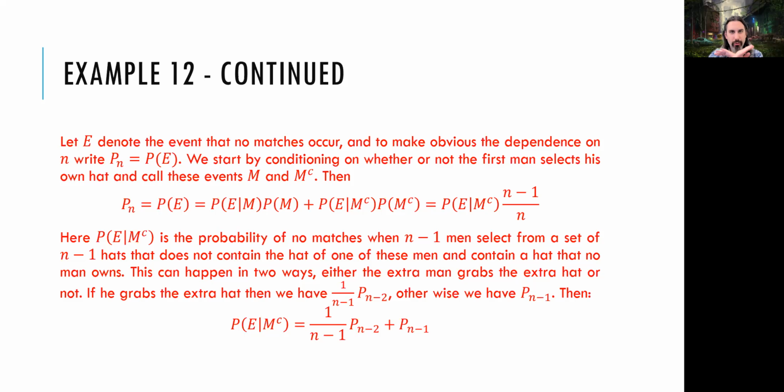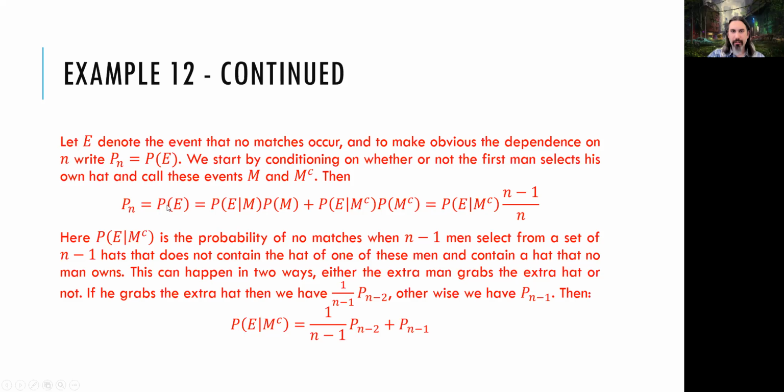And Pn is the probability that there is no match in all the n picks, which is equal to Pe for us. We are looking for Pe, the probability of E. Now, we know that we can just define this Pe on the first guy. Does the first guy select his hat or not?